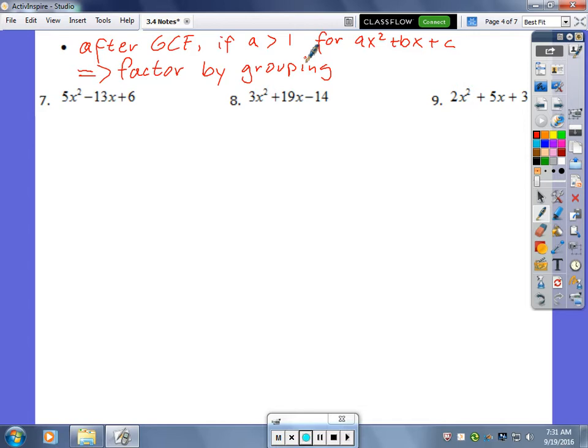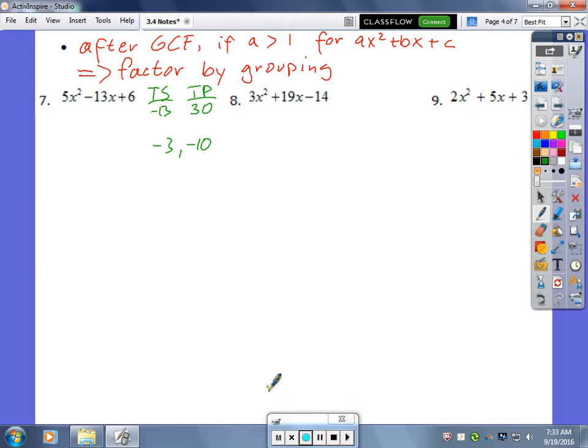Let's look at our first example. So we still look for our target sum, which is -13, and our target product, which is not 6, it's 5 times 6, right? Remember, it's always the product between a and c, +30, and that will give us the numbers -3 and -10. Now these two numbers are not the numbers that we put directly into our parentheses, like we have done in the examples before. Now we do a separate step, and we split our middle term.